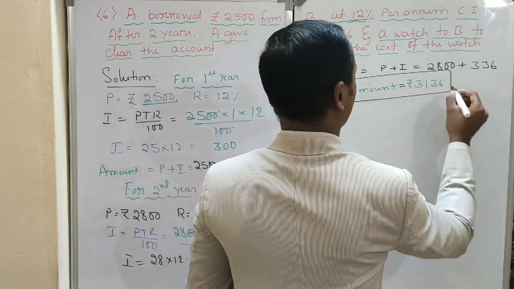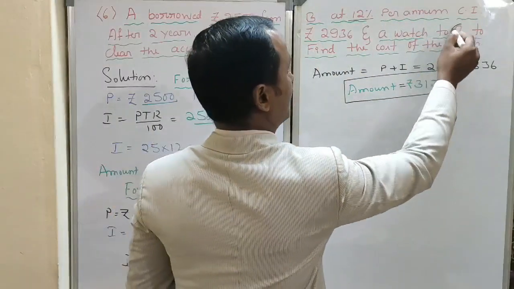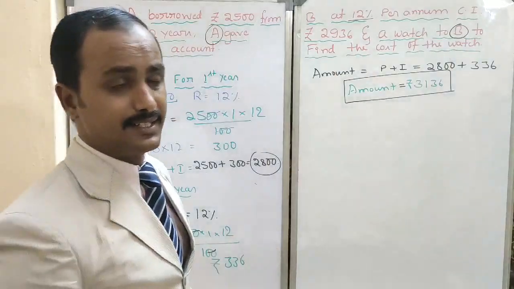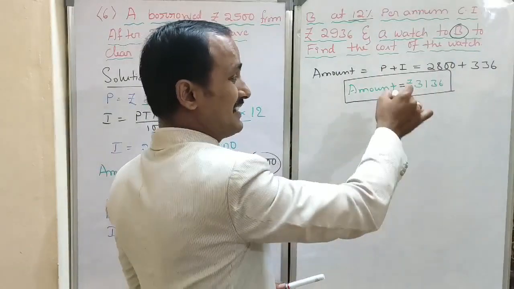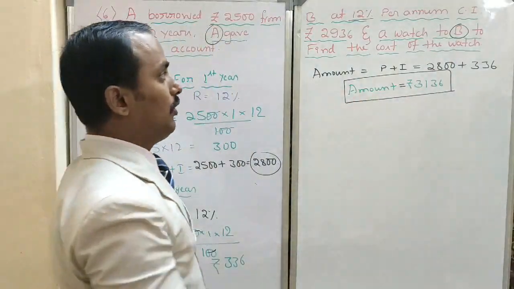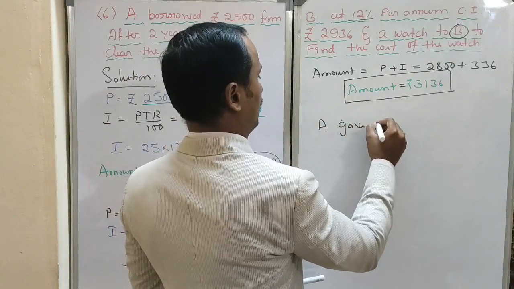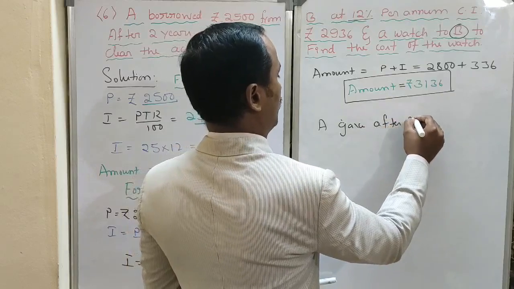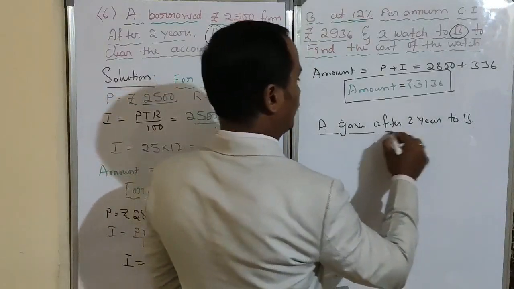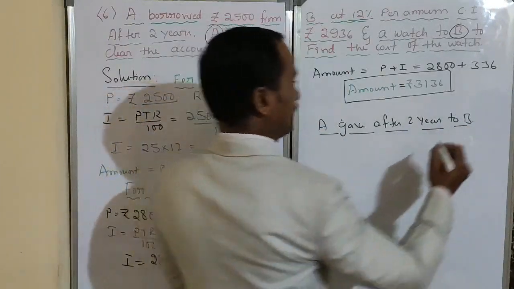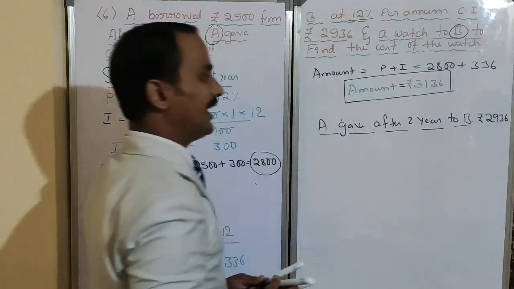What is the question here, dear children? After 2 years, person A gave to person B amount 2,936 plus one watch. That watch value, how much became in this loan? Now, dear children, A gave after 2 years to B person, how much amount? Rupees 2,936, dear children. Okay, what next step?